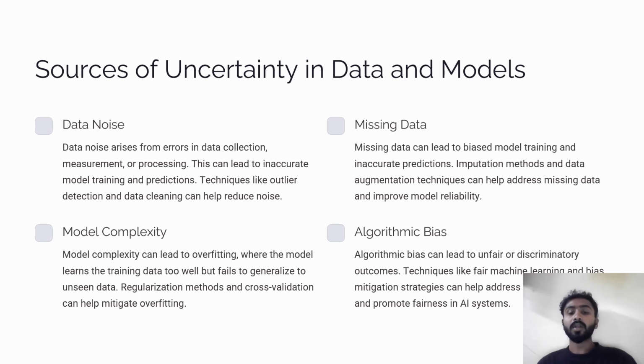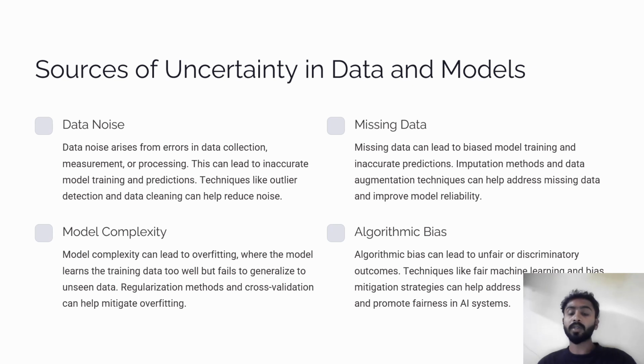Missing data can lead to biased model training and inaccurate predictions. Imputation methods and data aggregation techniques can help address missing data and improve model reliability. Model complexity can lead to overfitting, where the model learns the training data too well but fails to generalize to unseen data. Regularization methods and cross validation can help mitigate overfitting.